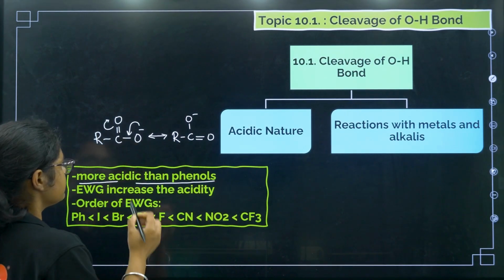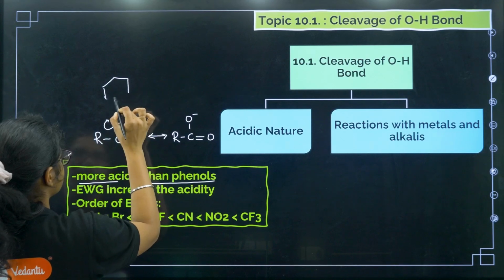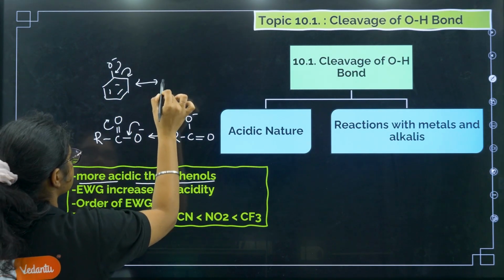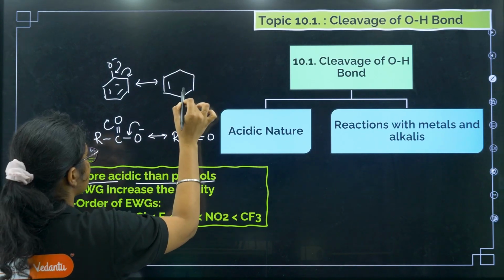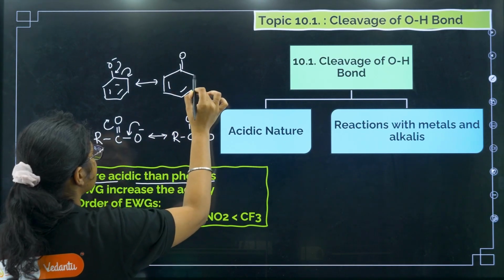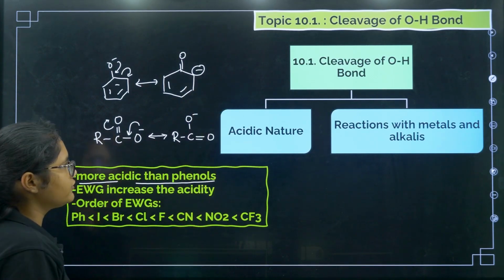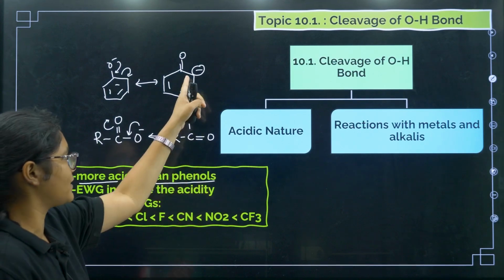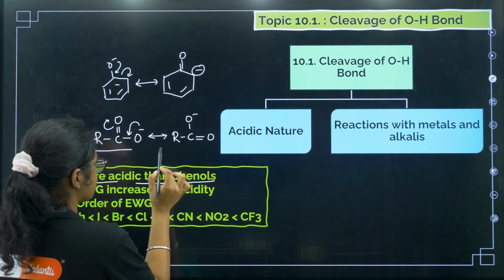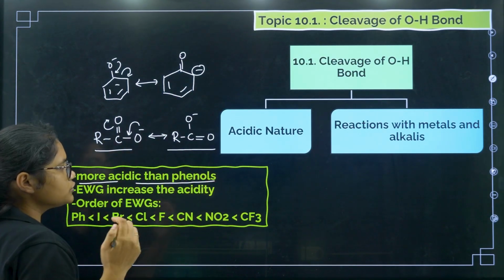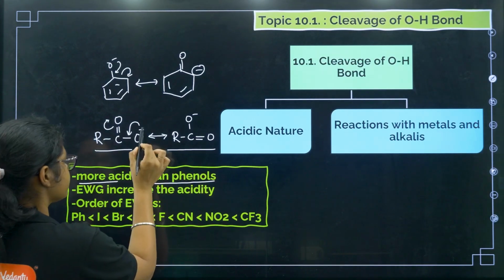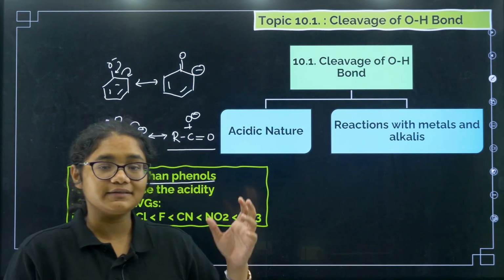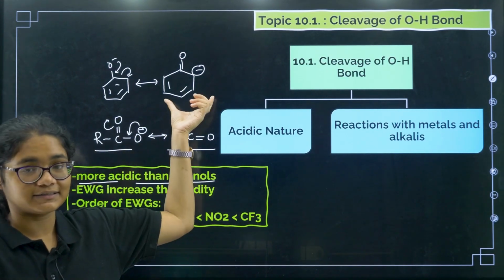Now in phenols, if you see the resonating structures, as we used to draw, it was like this: O minus, this bond will shift here, this one will shift here. So I'll get here O double bond, and here it will be minus, right? Now here the negative charge is coming on a less electronegative atom, that is carbon. But in the resonating structure of the conjugate base of carboxylic acid, the negative charge is always on the highly electronegative atom, that is oxygen. So that is why these resonating structures are more stable than those resonating structures.